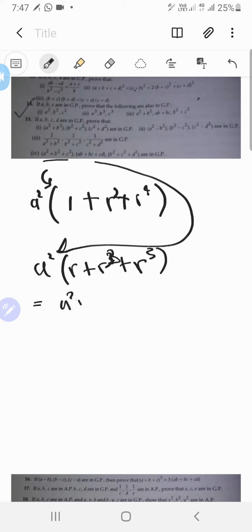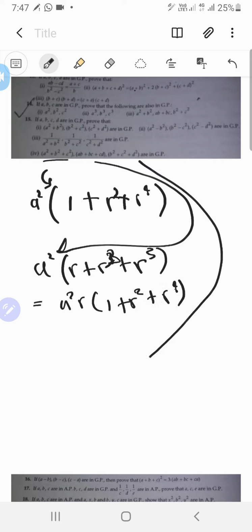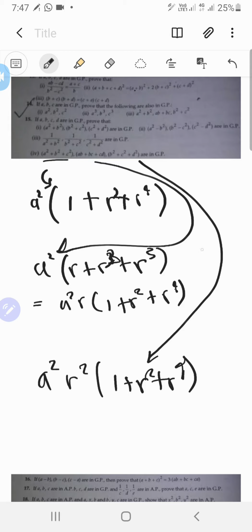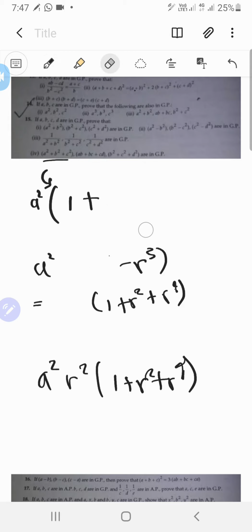That's going to be a squared r into 1 plus r squared plus r to the 4th power, sorry. And then this one, that's going to be a squared, and then you have r squared into 1 plus r squared plus r to the 4th power. So yes, you go up by r every time. This is also a gp.